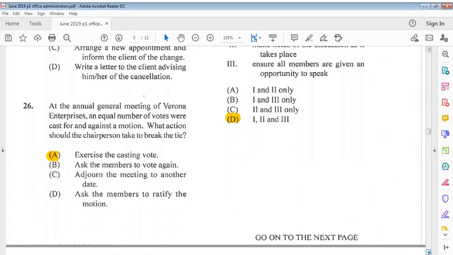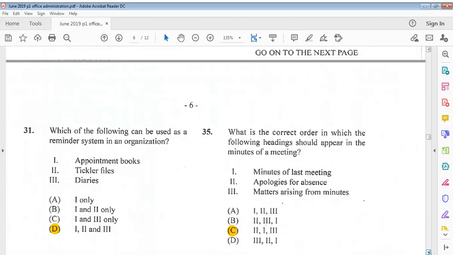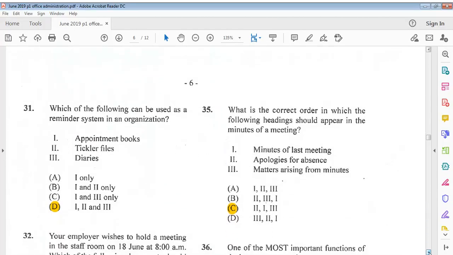Let's move on to question number 31. Which of the following can be used as a reminder system in an organization? 1. Appointment books. 2. Tickler files. 3. Diaries. So is it A, 1 only? Is it B, 1 and 2 only? Is it C, 1 and 3 only? Or is it D, 1, 2, and 3? It is D, all that is mentioned above, 1, 2, and 3.